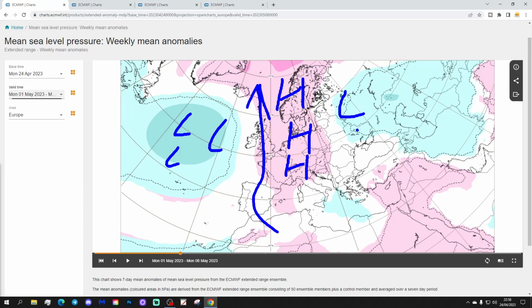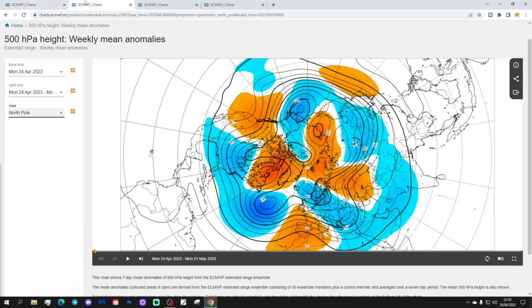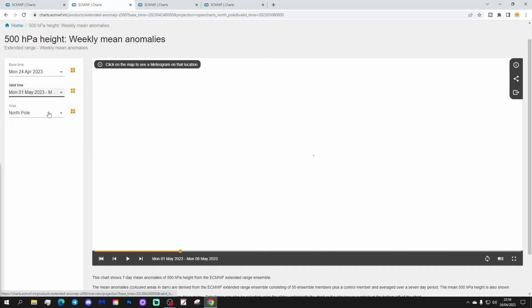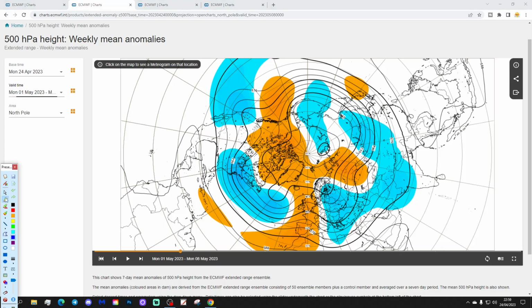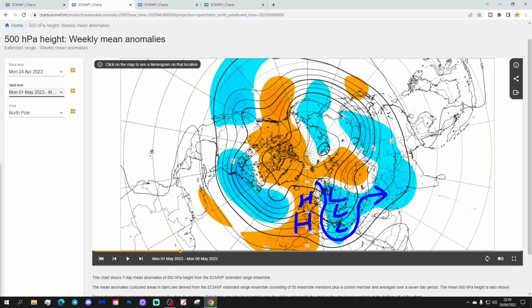At the same time, the legacy of the cold trough is over here on the eastern side of Europe, maybe more of a northerly influence through there. The 500 millibar height anomaly looks like that, so a ridge building through the western side of Europe. But you can see where the trough is, with the cooler or colder temperatures, presumably through here.